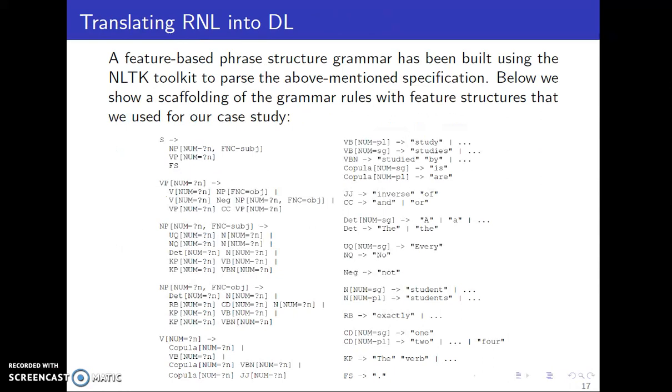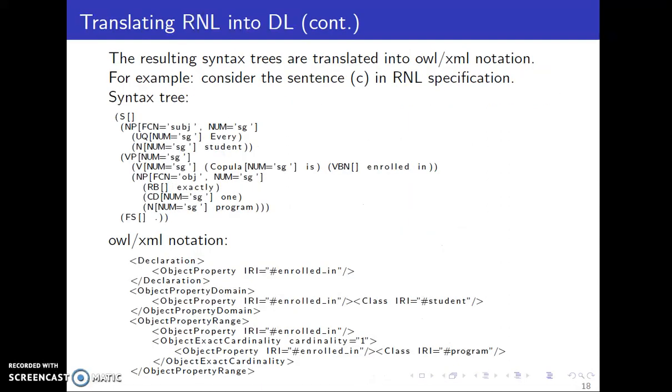A feature-based phrase structure grammar has been built using the NLTK toolkit to parse the above-mentioned specification. Below we show a scaffolding of the grammar rules with feature structures that we used for this case study. So this grammar basically parses the RNL specification and generates a syntax tree for each sentence. The resulting syntax trees are translated into OWL XML notation.